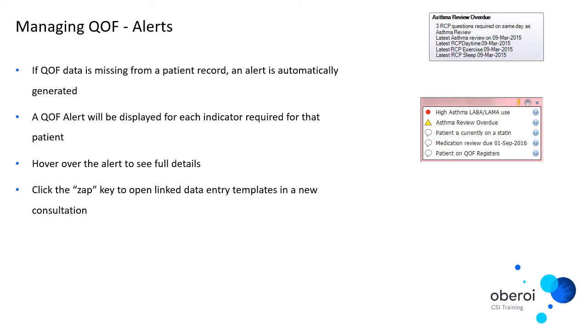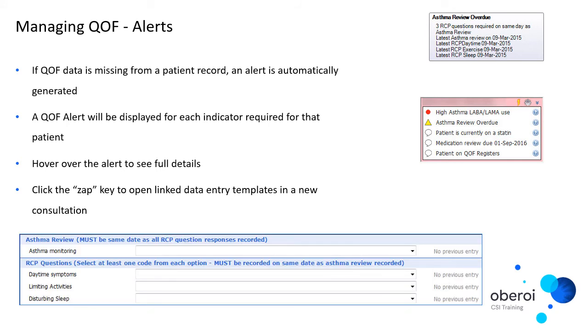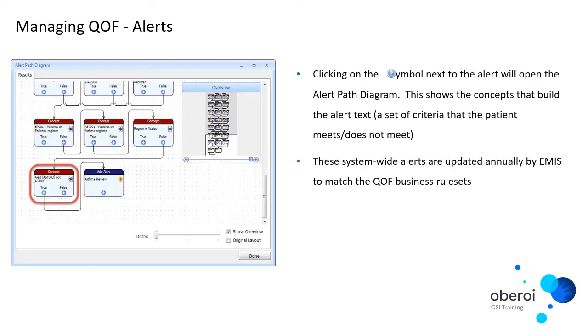You can see here, the asthma review overdue with a little yellow triangle. If you hover over that, it will show you the latest information. And then if you click on the zap key, which is the little lightning bolt, it'll open up a linked data entry template which contains all the correct information and the correct coding for these patients. So that's how they capture data as they go through.